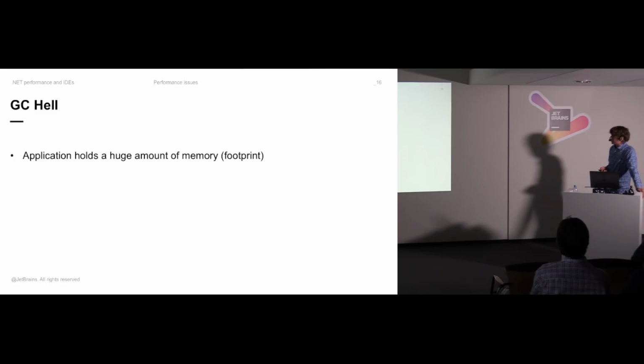Garbage collection occurs when an application holds a huge amount of memory. We call it footprint. In this case, garbage collection is triggered quite often, and if you face these problems, you have to think about how optimized your data structures are. Do you really need all this memory in your operating system? How can we improve on this?